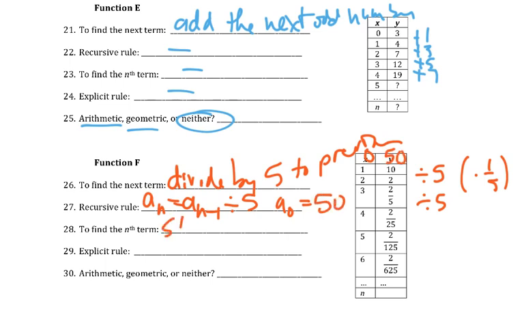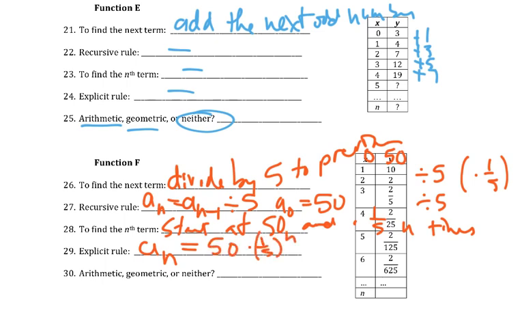So to get the nth term, we start at 50. We can say divide by 5 n times, but we'd be better off saying multiply by 1/5 n times. So we'd go for the explicit: a sub n equals 50 times 1/5 to the nth power. And it is definitely geometric. And that's all we need to do, guys.